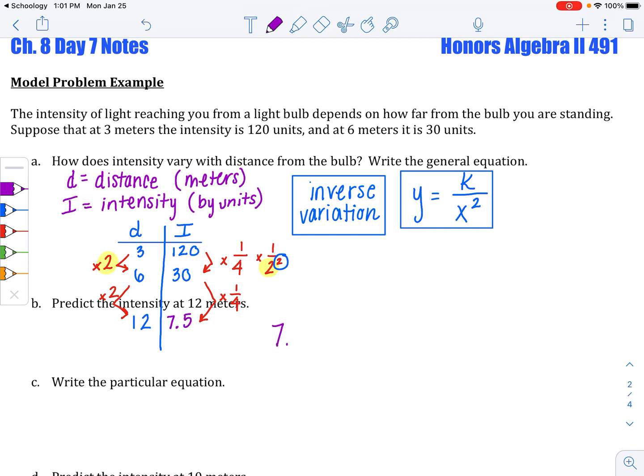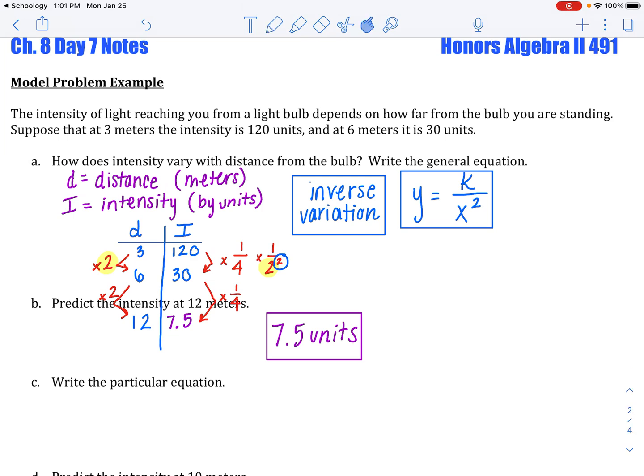So the intensity is 7.5 units, and that you can get just from predicting from your table, kind of extend your table. Now part C, let's get into the nitty-gritty.